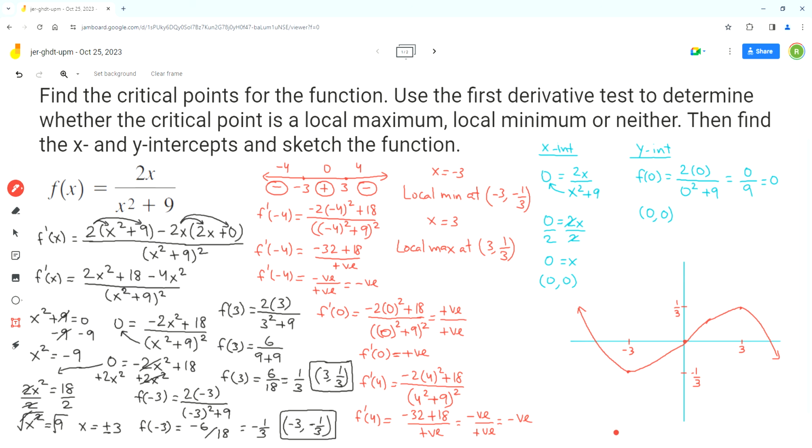So these are the steps you have to keep in mind to solve a problem like this one. It's very important to understand that we have to first find the derivative of the given function to find the critical numbers, and then we use those numbers and sub them in the given function to find the function values and use them to find the critical points. And then we use the first derivative test to find whether the critical points are local maximum or local minimum or neither, and then we find the x and y intercepts to sketch the function.